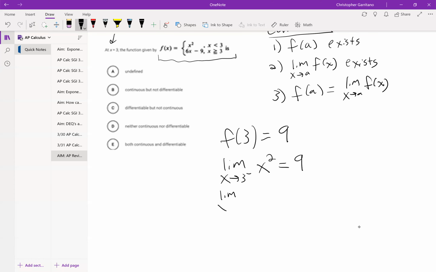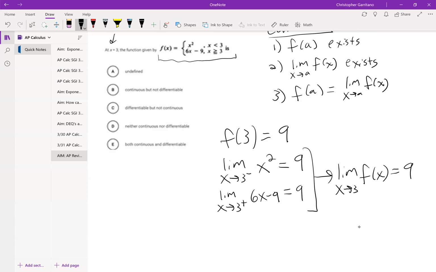Now let me test the right-handed limit. We just saw before that direct substitution on this lower branch gives us 9. And the fact that the left-handed limit and the right-handed limit agree implies that the limit as x approaches 3 of f of x, of the overall function, is equal to 9. So f of a exists, the limit as x approaches a of f of x exists, and we can clearly see that those two numbers are equal to one another. Therefore, this function is continuous at x equals 3.